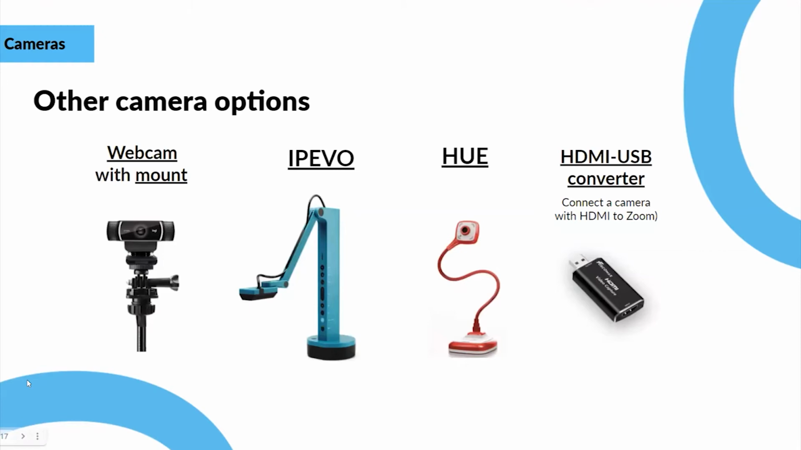There are a lot of other camera options. Again, there are more details about this in the first version of the Chalk and Talk. But if you're interested in purchasing a camera, these are some of the options you might want to look at. A webcam can work similarly. I'm using a webcam right now instead of the camera on my laptop, just for a better quality camera. The IPEVO is the better of the two document cameras by far, but it's more costly, about three times the price of the Hue. But they both do a decent job. And I can show you the Hue in a moment.